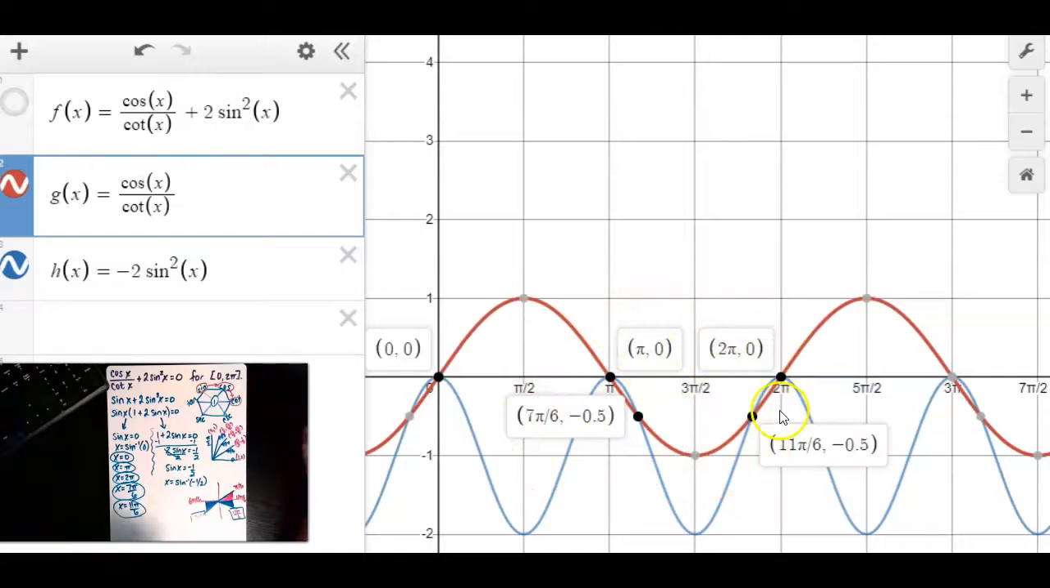So those are also the same solutions that we had when we solved it out algebraically. So this is just another way you can check instead of using the graphing calculator. Okay, I hope that helps.